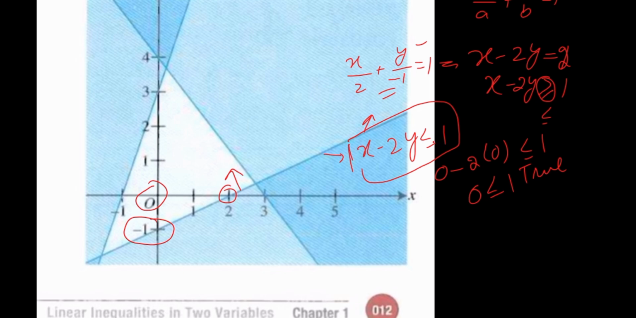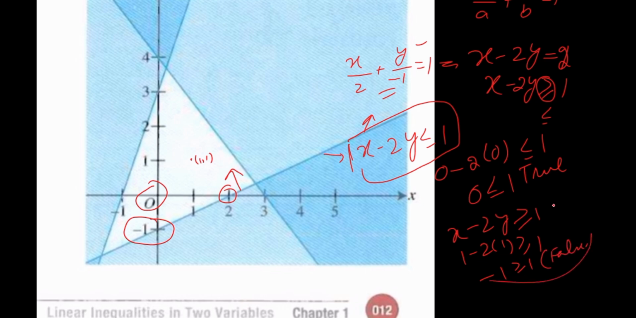Suppose someone writes the inequality x minus 2y greater than or equal to 2. If we take any point in this unshaded region, suppose this is the point 1, 1 that lies in this region. Now, if you put here 1 minus 2 into 1, this will become -1 greater than or equal to 2. This is not true. This is false. It means this inequality does not satisfy the unshaded region. So we will take the less than or equal sign rather than the greater than or equal sign.